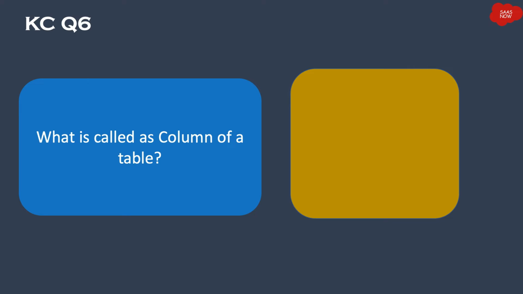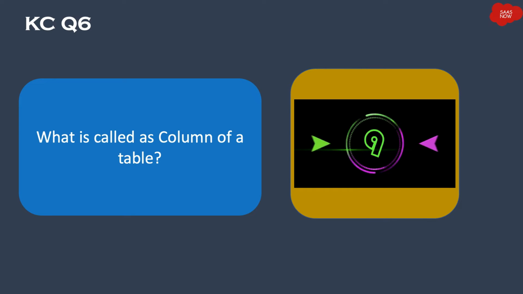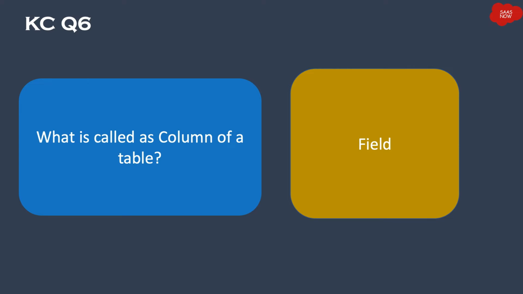Question number 6. What is called as column of a table? Your time starts now. And answer is field. Field is basically the column of a table.